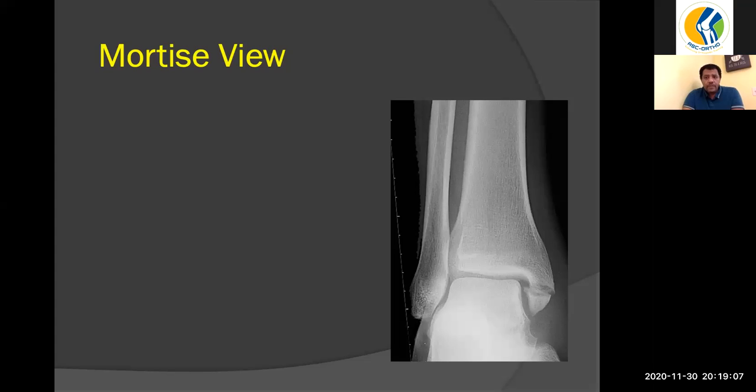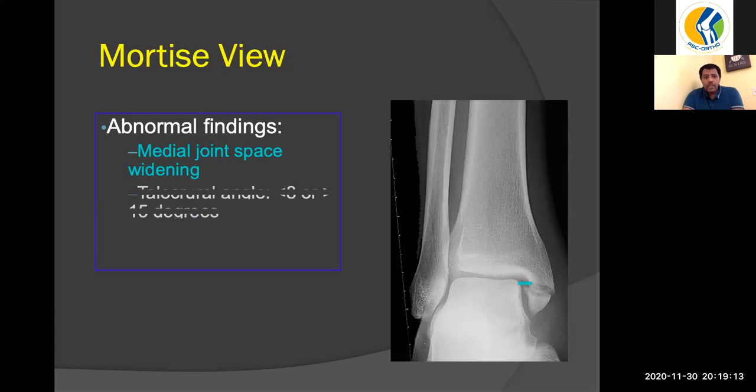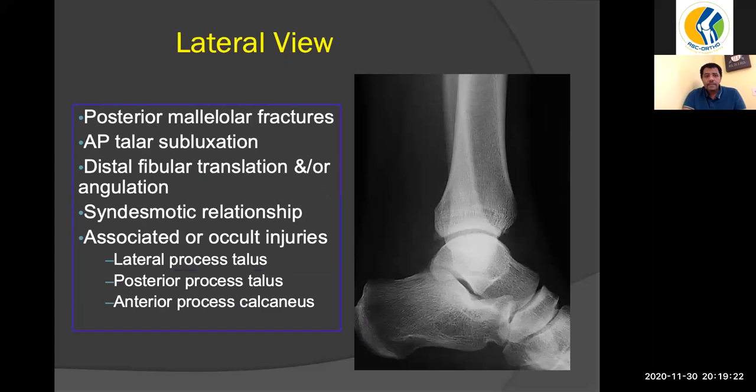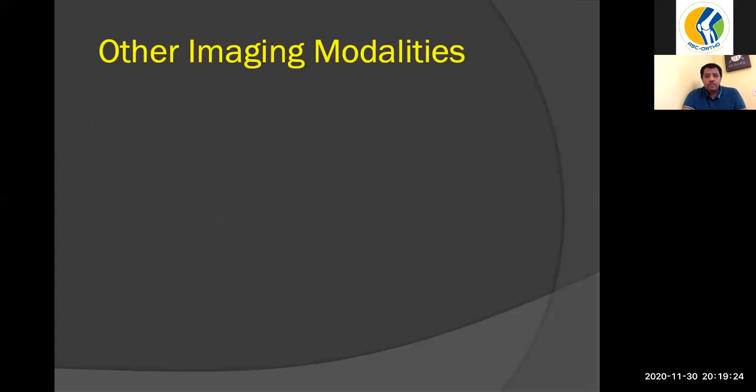The Mortise View for us is very important, and you need to know how to do the Mortise View, how to read it, and exactly what parameters you are looking for in the Mortise View X-ray. In the lateral view, you are looking for the posterior malleolus, of course.